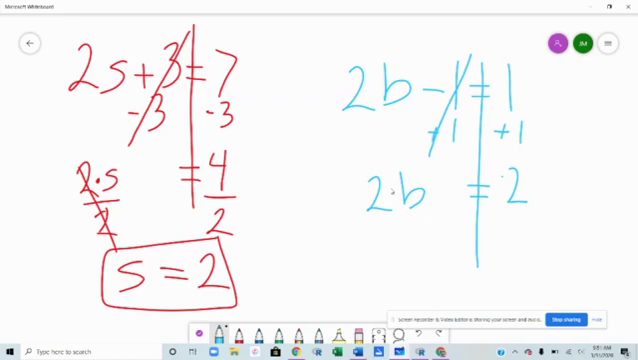Step number 2 is to get rid of your coefficient. I have 2 imaginary times sign b. Because I have times, I get rid of that with division, so divide by the 2 on both sides. Our 2's are gone here, leaves you with b equals 2 divided by 2 is 1.